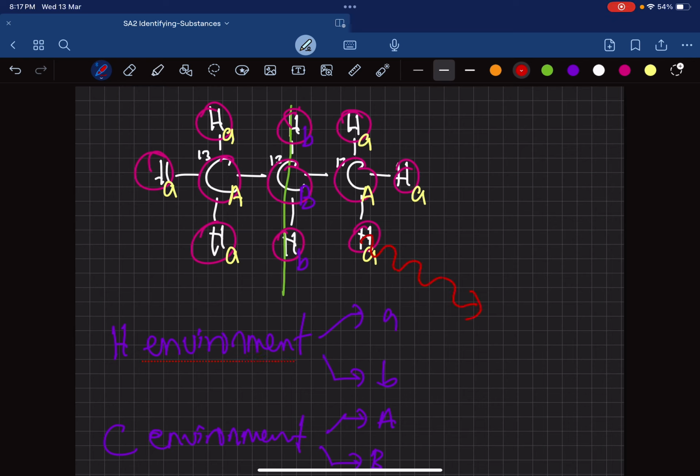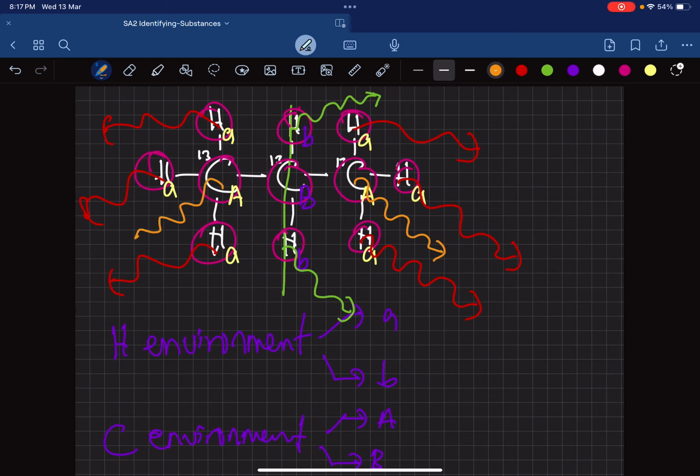It's identical. Identical signals will be sent out. Meanwhile, these hydrogens will send out identical signals to the device, so their frequencies will be the same. At the same time, this carbon will send out a signal. This carbon also will send out a signal which is identical. And then finally, this carbon sends out a signal which is like that. Okay, that's it. So that is the number of signals which are released.